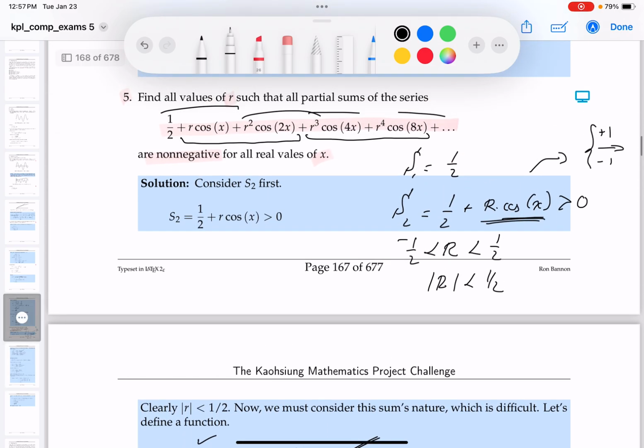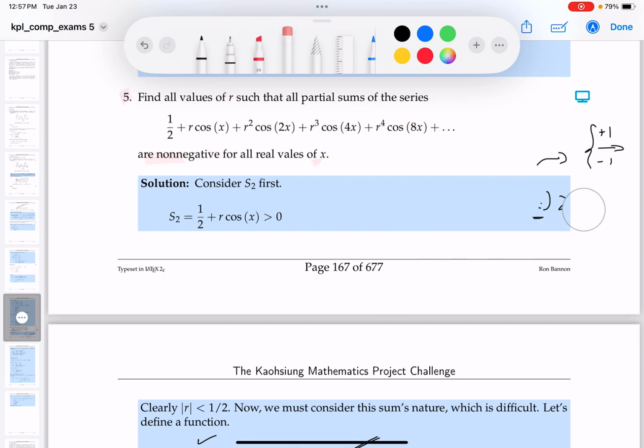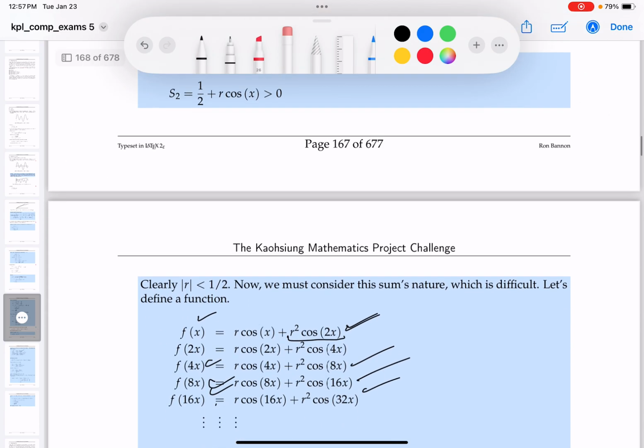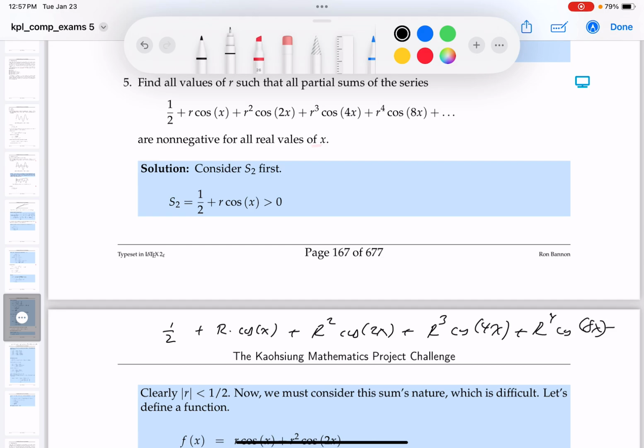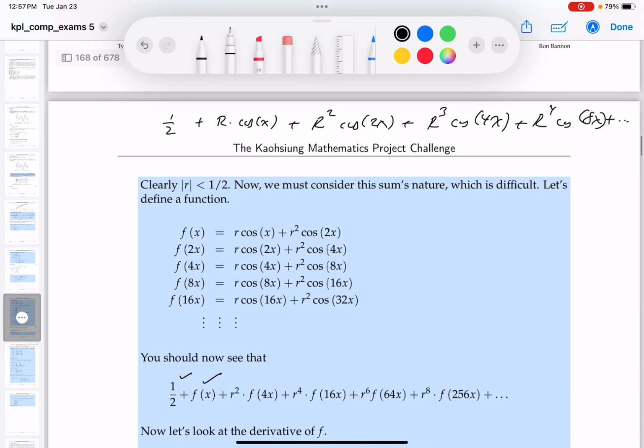It took me some time to get through this. Let me just get my eraser out. Again, we'll look at it carefully now. Let's erase this over here. Let me write down the sum again. It's 1/2 plus R cosine X plus R squared cosine 2X plus R cubed cosine 4X plus R to the 4th cosine 8X plus yada, yada, yada. All right, let's look at this again.